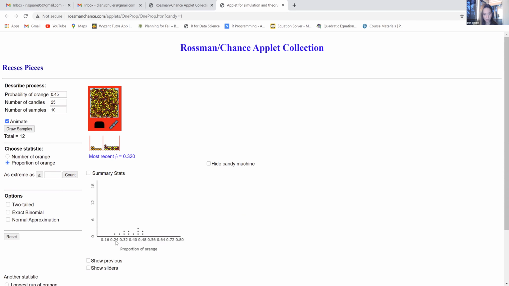Okay, so here's where they all came out. The last one was 0.32. See, 0.45 is in here. They're coming out on the lower side, but that is definitely possible with this mix. So let's do 100 more.